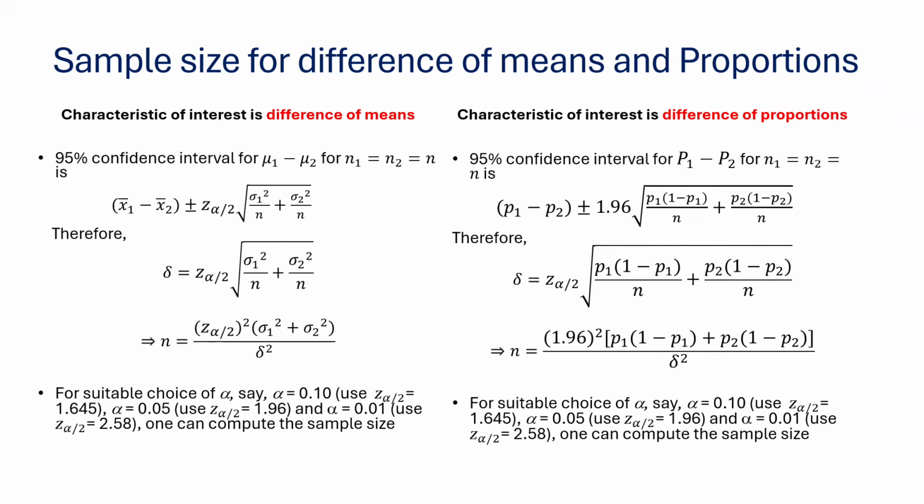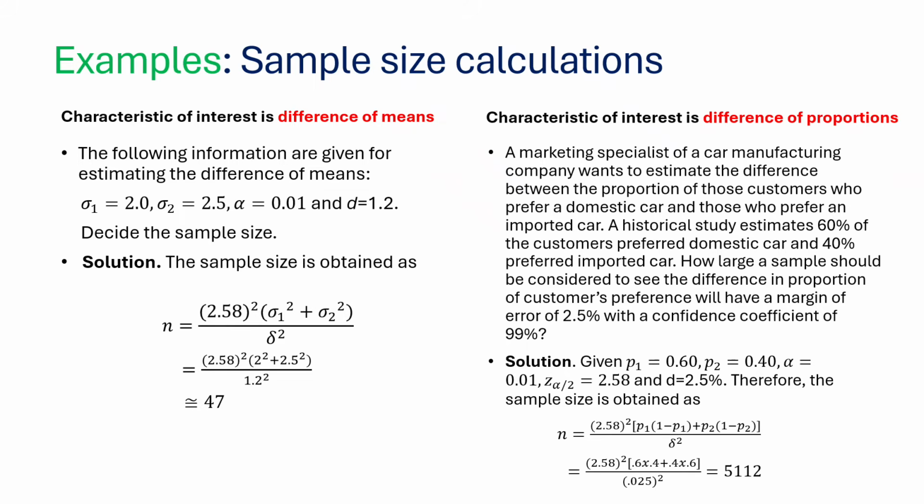The same way, look at the formula when the character of interest is proportion. So you have n1, n2 equal to n, again fixed. And from the formula, you can easily identify the precision delta and rearrange the terms, and you get the formula for n as well. Okay, so here is an example for difference of means.